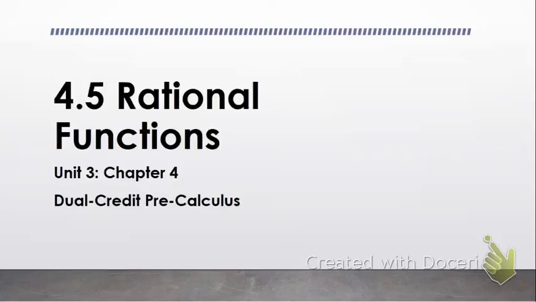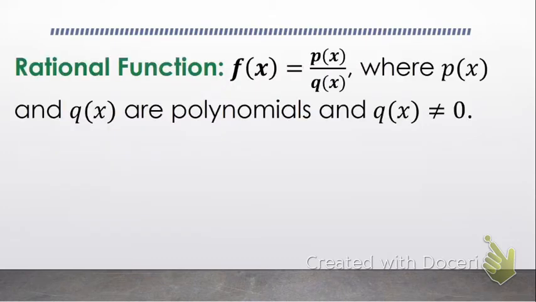We are going to start going through section 4.5, which is about rational functions. So we're going to start off with our definition of rational functions. A rational function, f of x, is equal to the ratio of p of x divided by q of x, where p of x and q of x are both polynomials, and q of x, the polynomial in the denominator, is not equal to 0.